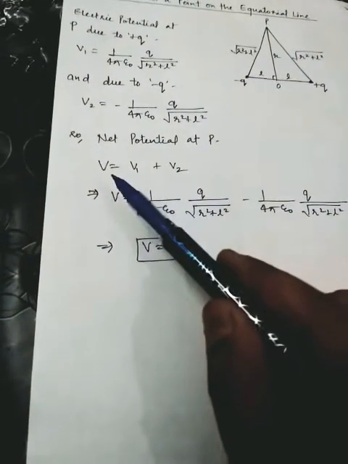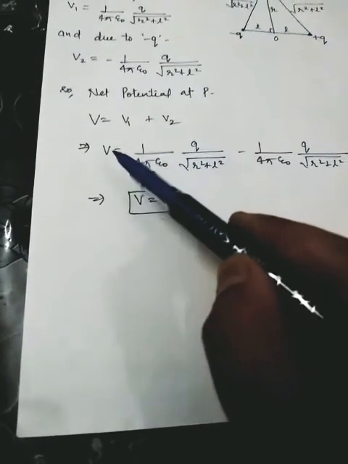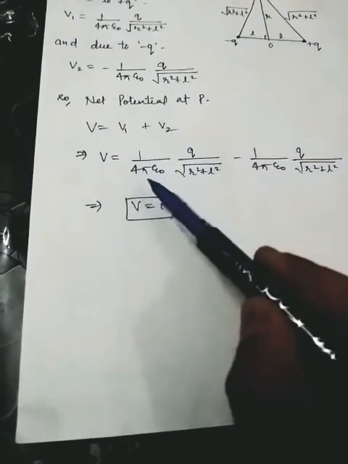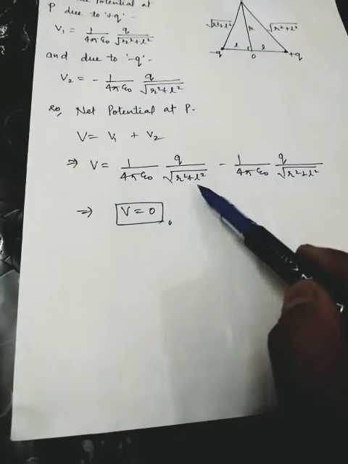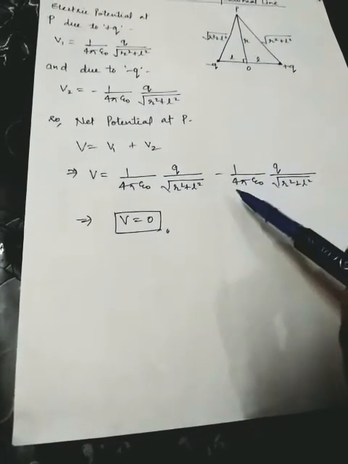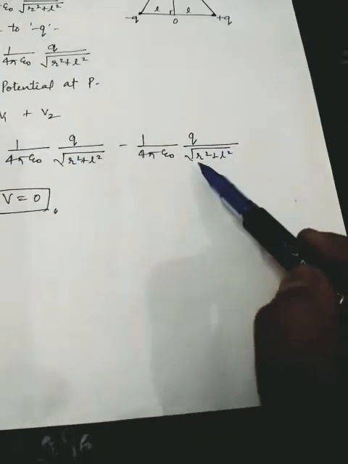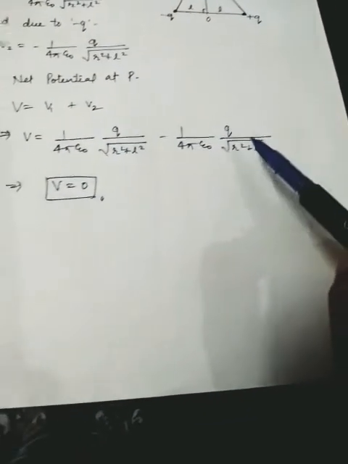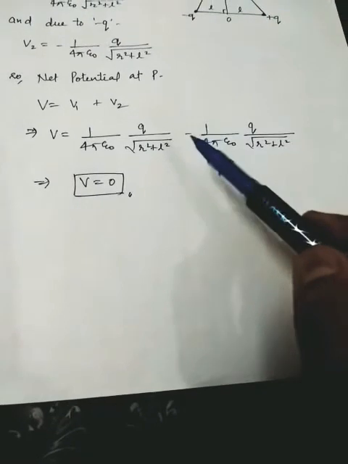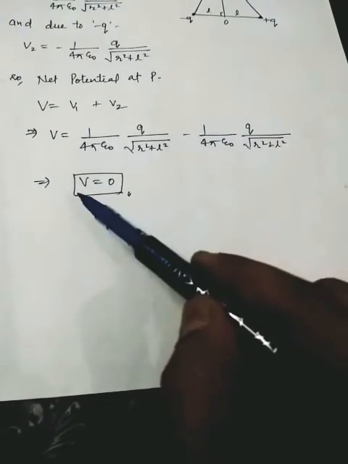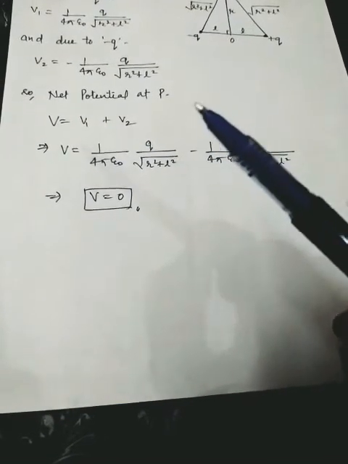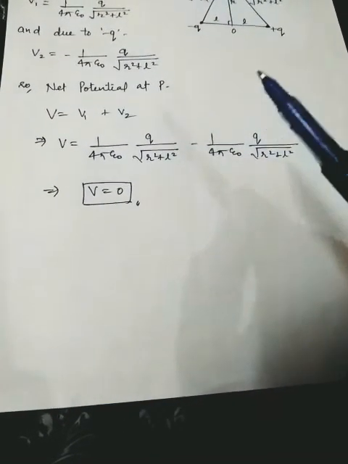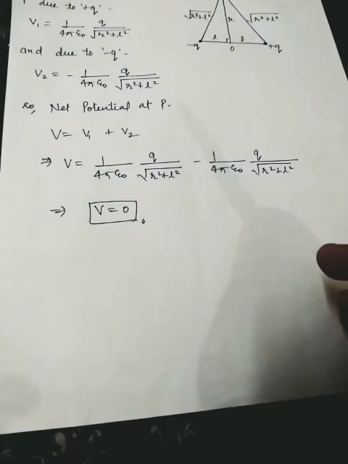So the net potential at point P, that is V is equal to V1 plus V2. V is equal to 1 upon 4 pi epsilon naught Q upon under root R square plus L square, minus times 1 upon 4 pi epsilon naught Q upon under root R square plus L square. Both the values are same in magnitude, so it will be cancelled. So the net potential in equatorial position due to an electric dipole is always zero. That is all for this derivation.